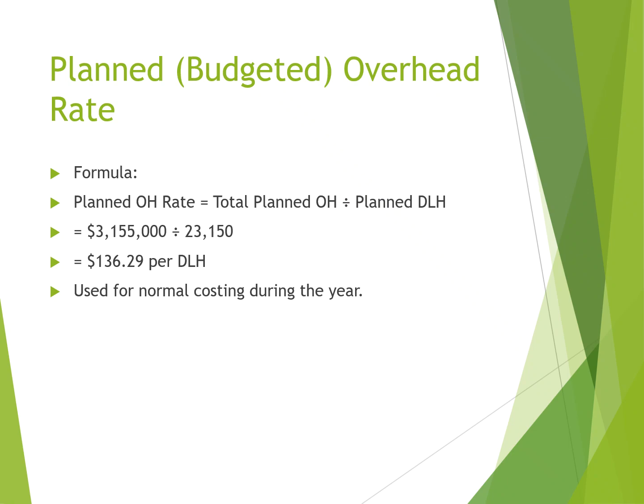Here's where the magic happens. We calculate the planned or budgeted overhead rate like this: planned overhead divided by planned direct labor hours. So $3,155,000 divided by 23,150 hours, which is $136 per labor hour. This is the amount of overhead Glow Toy applies every time someone works 1 hour.